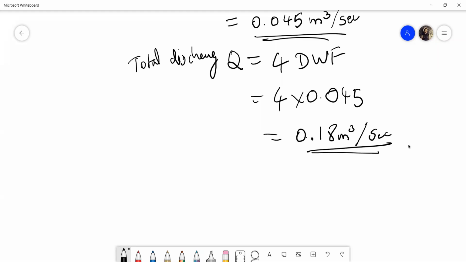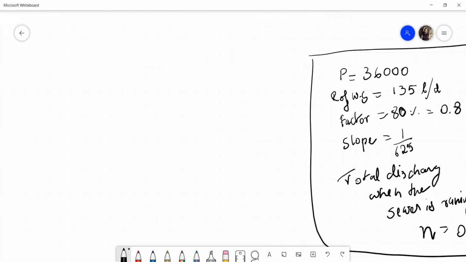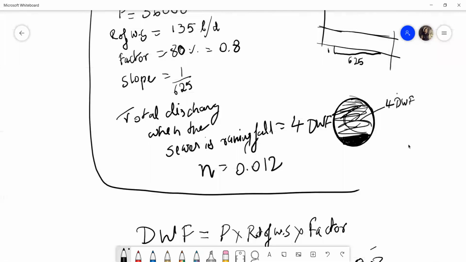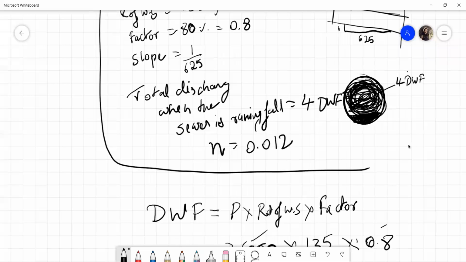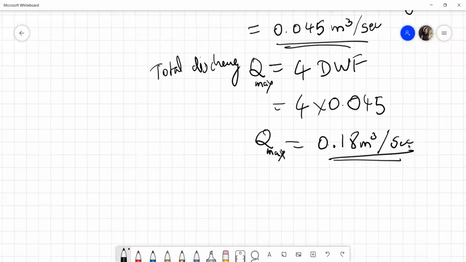Right? So this is the maximum Q. That is Q max we can write, the total discharge, when the flow in the circular section or in the pipeline will be completely full, or the maximum discharge. That is 4 times the dry weather flow, that is 0.18 meter cube per second.